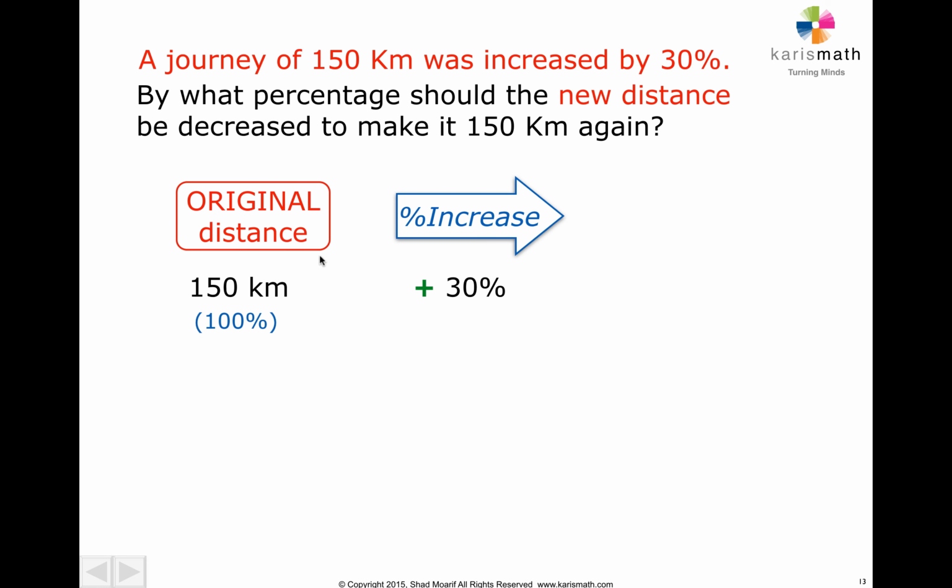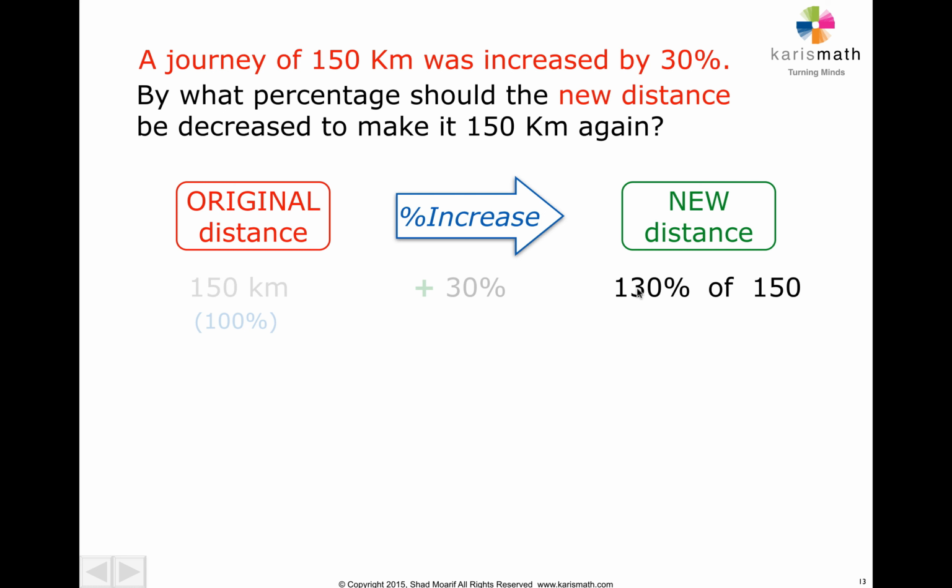If we want to increase the original by 30%, what do we do? That's right, we take 130% of the original because there's an increase from 100 to 130%. So 130% of 150 kilometers will be the new distance. Okay, so now you do 1.3 times 150, and the answer is 195 kilometers. That is the new distance.